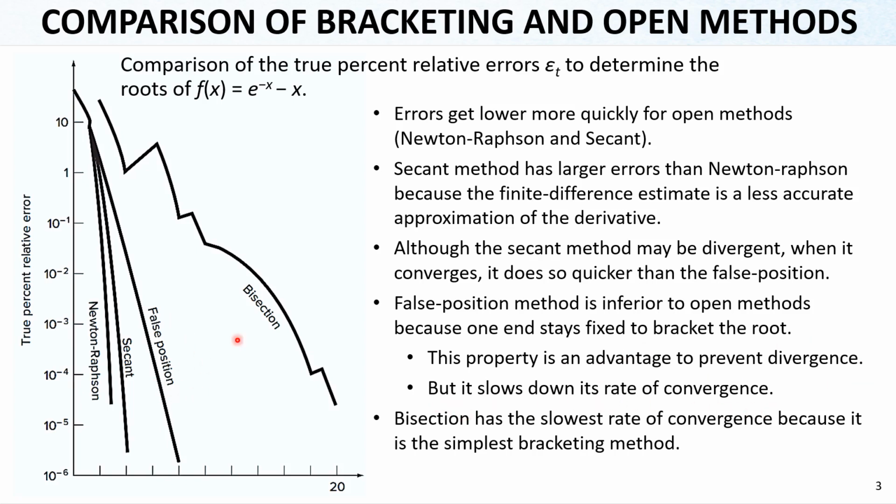The bracketing has the advantage of converging to the root, but it can be slower, especially bisection. With bisection there is no way of not reaching the root. It's always reaching the root because it's always bracketing. But you can see that it's going slowly. Bisection has the slowest rate because it is the simplest bracketing method, but it converges for sure to the root.